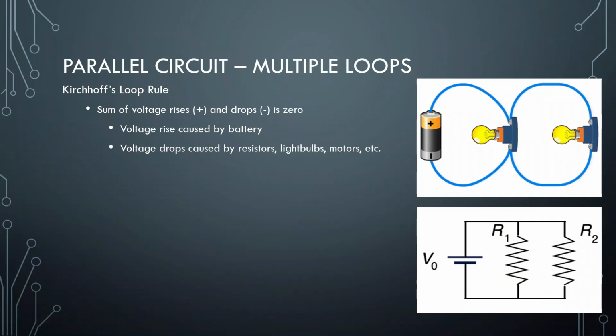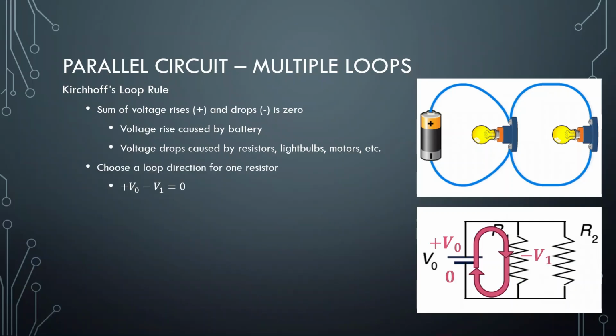So in this case, we're going to start with Kirchhoff's loop rule. So this tells us that the sum of our voltage rises and drops is 0. So once again, our voltage rise is caused by the battery and our voltage drop is caused by those resistors. Choosing a loop direction. Now, we usually do a loop for every component and that is possible with the battery. So the loops I tend to draw are the loops that include the battery. So looking at this first one, my voltage rise is going to be V0, my voltage drop is going to be negative V1. So when I write that loop rule, I get positive V0 minus V1 is equal to 0.